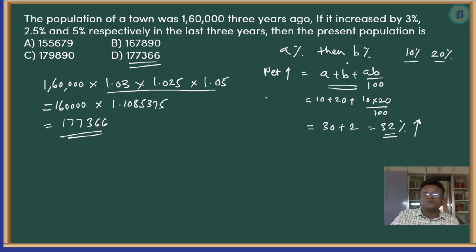Now we can apply this formula 2 times to solve this problem. First, we have to do 3 and 2.5, and then whatever number comes, we have to do that number and 5. Again, using the same formula to find this. So let me do that for you.